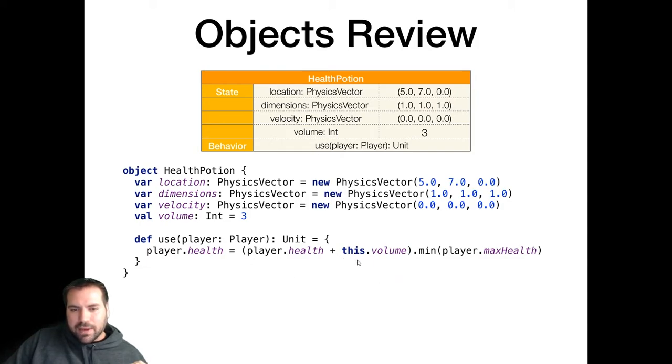So if I heal up to 19 and my max health is 20, my health is now 19. If I'm currently 19 and I heal 3 up to 22 and my max health is 20, it's going to return 20 because I can't exceed my max health.